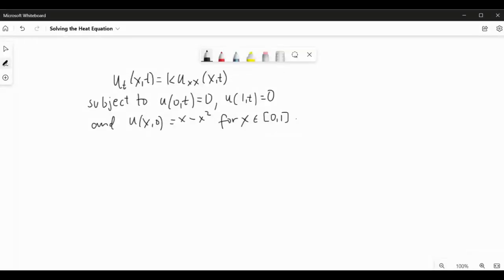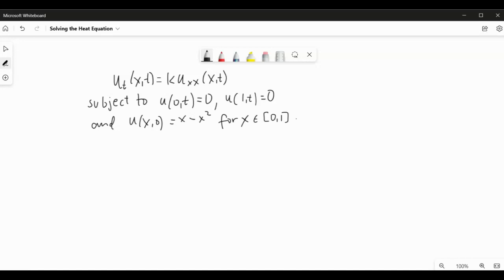Good day to everyone. In this video, we are going to show the procedure for solving the heat equation. So the heat equation is actually a partial differential equation satisfying a set of conditions.